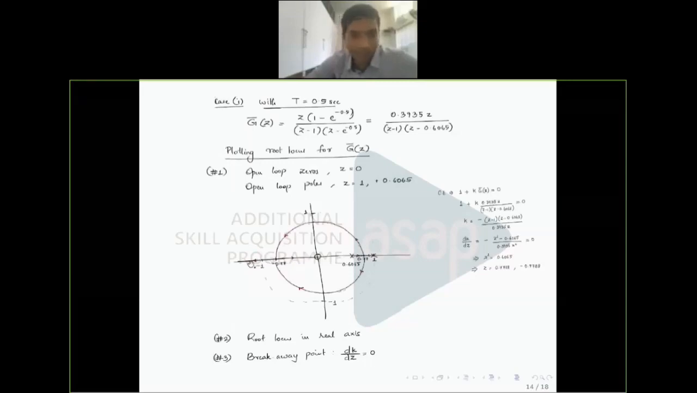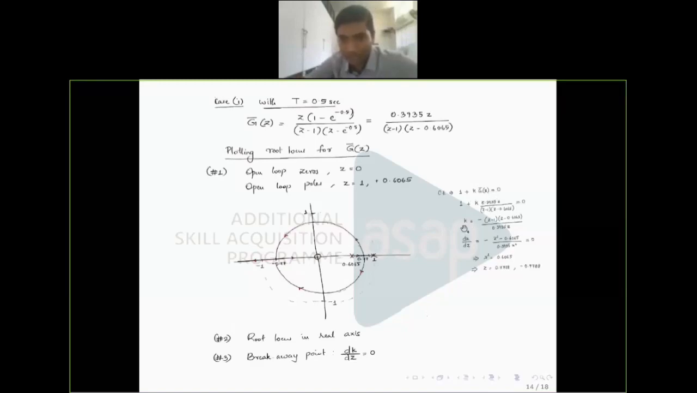Okay, so the second step is to plot the root locus on the real axis. Now you find the breakaway point. I have written here how to find the breakaway point. You consider the characteristic equation, which is 1 + K G bar(z) equal to 0. Here also we are just using G bar(z).